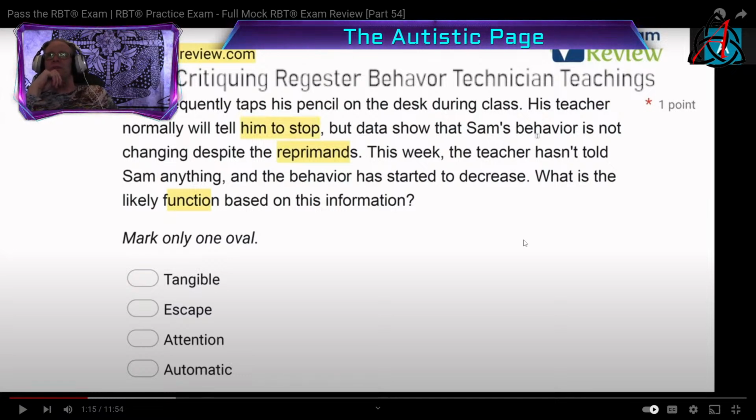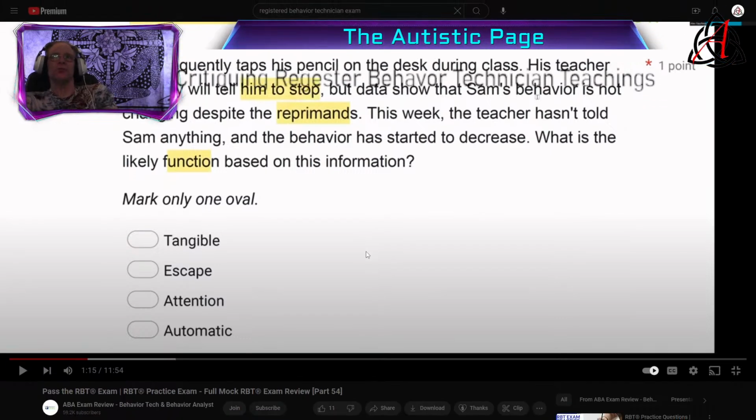So he taps his pencil on the desk during class. His teacher will normally tell him to stop. The data show that Sam's behavior is not changing. This week, the teacher has not told Sam anything, and the behavior is starting to decrease. What is the function of this behavior? It's attention, because he's trying to get attention. That's what they're going to say. And he's not getting the attention, so the behavior's decreasing, is what they're going to say.